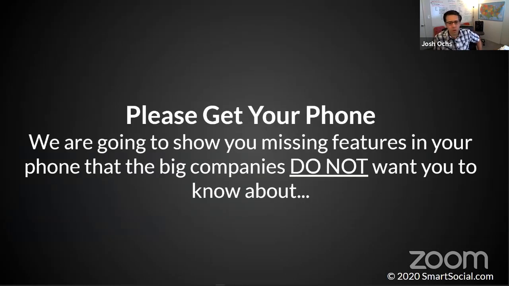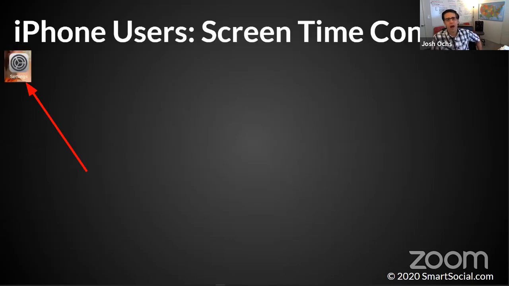Now, please get your phone. We're going to show you the missing features in your phone that the big companies do not want you to know about. That's right. The big companies do not want you to know about this stuff. iPhone users, you're up first. Android users, hang out for just a sec. You know what? Let's find out what your polls say. Let's go to the polling and let's share the results.